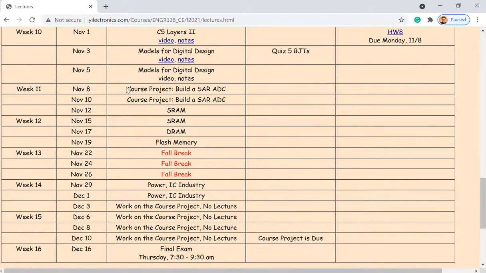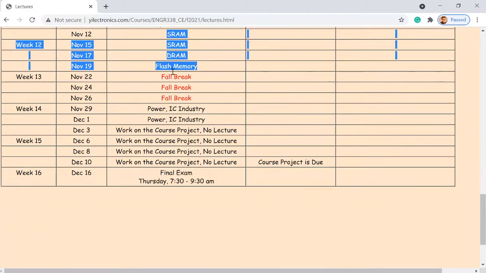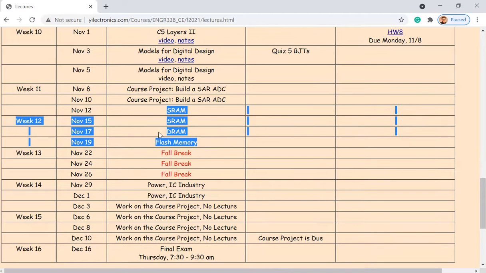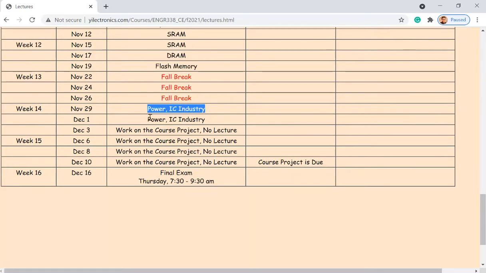So I'm going to cover the details about it the first 2 days, first 2 lectures next week, and then cover the memory circuits. If we didn't finish all the memory circuits, I'm going to do it again after the break. Otherwise, I'm going to do power analysis and introduction to the IC industry.